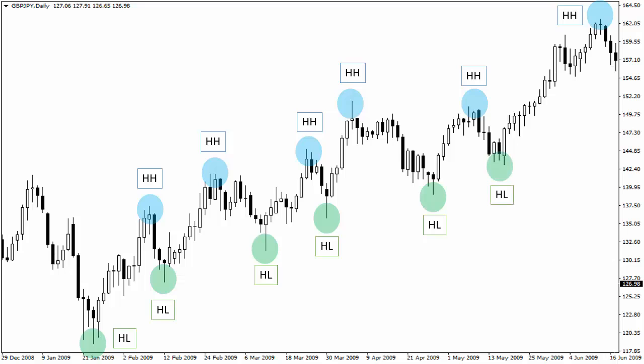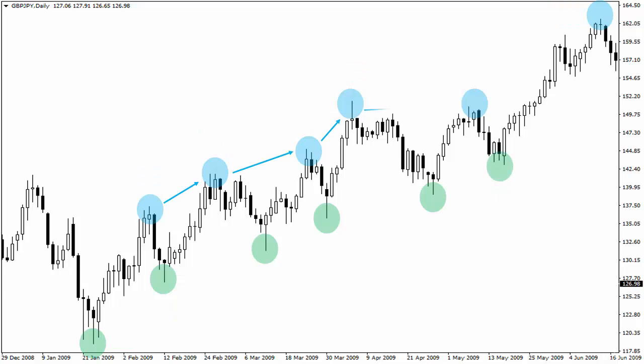And you can see every higher high point has formed above its previous higher high point. In the same way, every higher low point has formed above the previous higher low point. When all the higher highs form above the previous higher high and all the higher lows form above the previous higher low, this gives the indication that the market is completely under the control of the buyers.